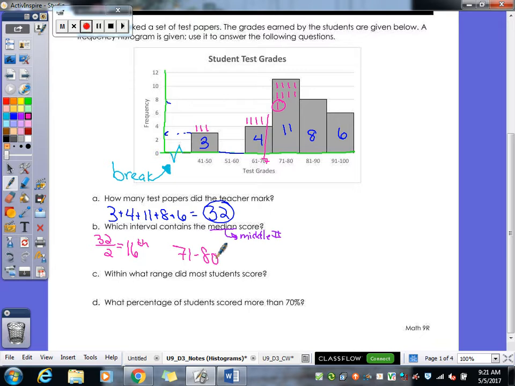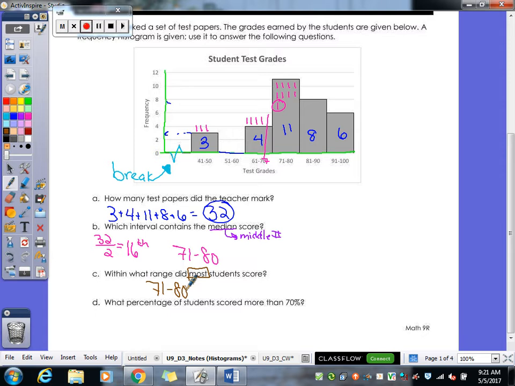In which range did most students score? 71 to 80. That had 11 test papers in there, so that's where most people scored.